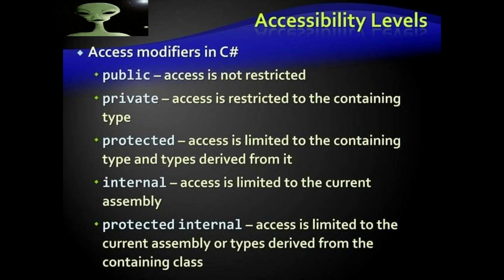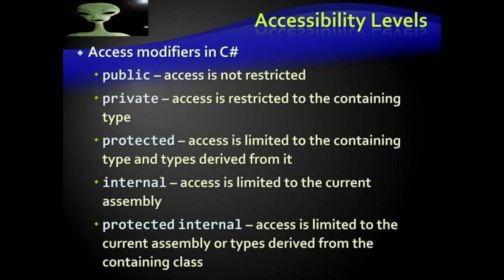Access modifiers in C# are a way to prevent certain things from being accessed. Public makes access not be restricted. Private restricts the access to the containing type. Protected limits access to the containing type and any types derived from it.